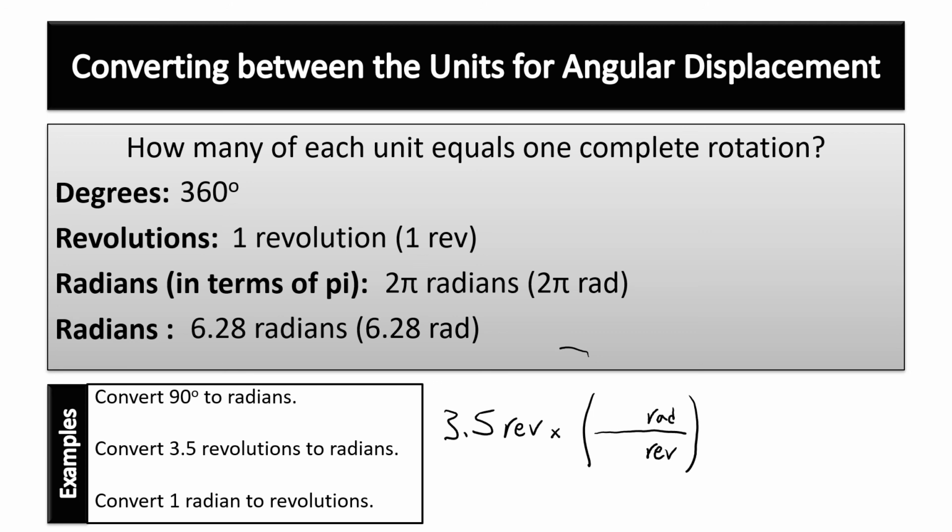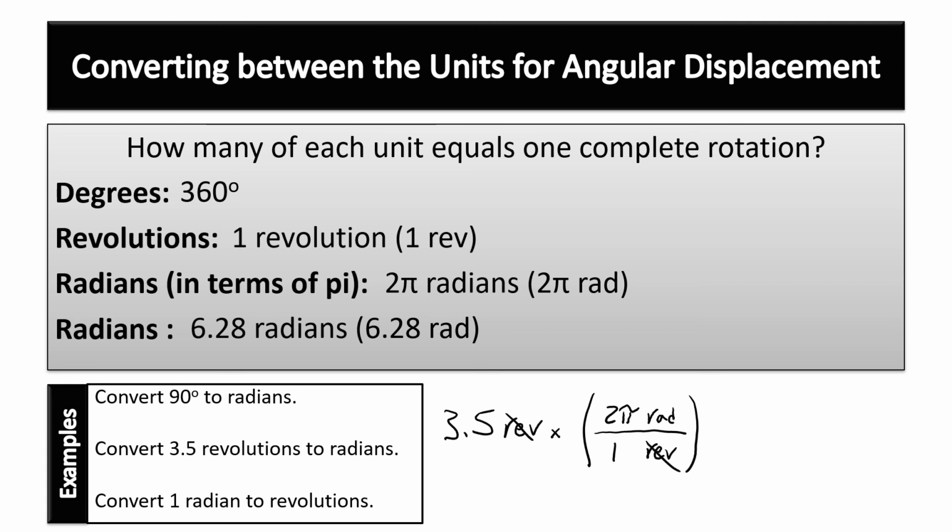We don't want to actually change the magnitude of this number. We want to effectively multiply by 1. And 2 pi radians is equivalent to 1 revolution. So this magnitude is the same as this magnitude, and when you divide the same number by itself, it's equal to 1. So we're not actually changing the size of the number, but just so you know how this all works.